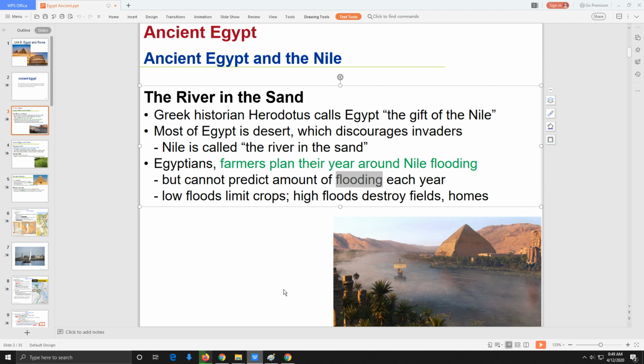That area within 50 miles of the Nile River is all good for farming. Part of the reason it's good for farming is because of the flooding of the Nile River. Let's go ahead and make a one and write down: farmers plan their year around Nile flooding. So, farmers plan their entire year around the flooding of the Nile River.